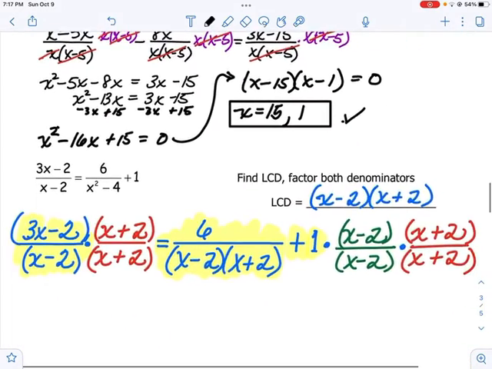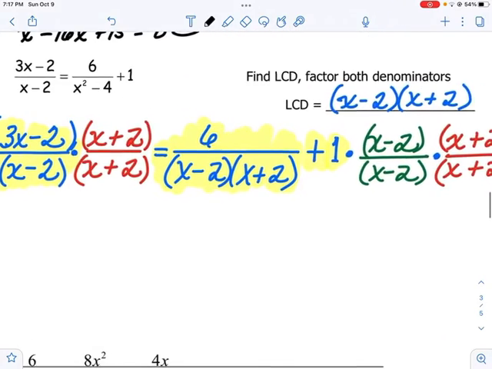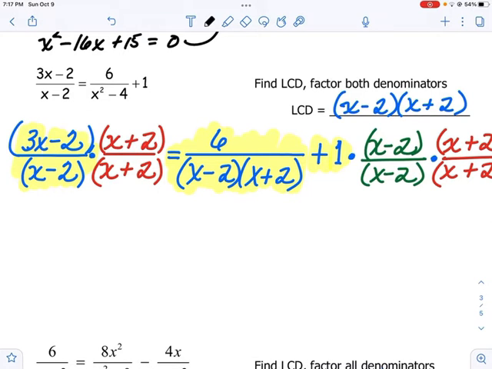So next we have the equation 3x minus 2 over x minus 2, and then 6 over x squared minus 4, noting that you guys are probably thinking ahead of time, this is x plus 2 times x minus 2.